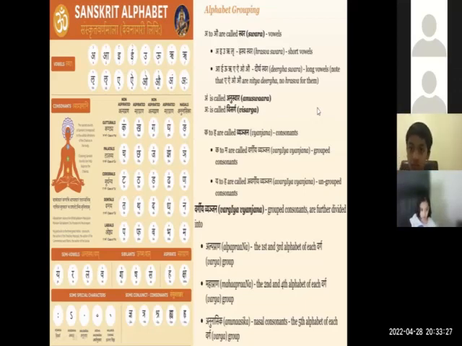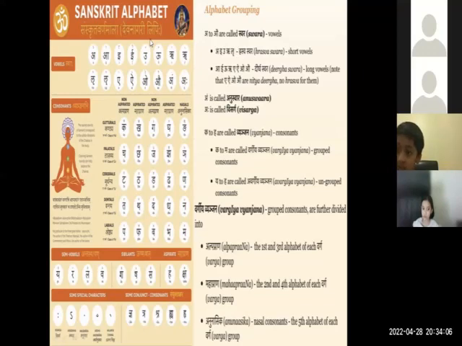Then moving on to consonants, we have vargiya vyanjana and avargiya vyanjana. The five classes are kavarga, chavarga, tavarga, tavarga and pavarga. Then in the bottommost row after those five rows are the avargiya vyanjana: ya, ra, la, va, sha, sha, sa, ha. And then ksha is called sanyuktakshara, the combination of two consonants, conjoined letters.